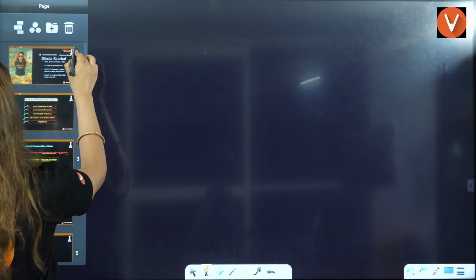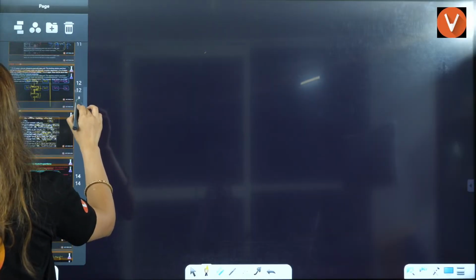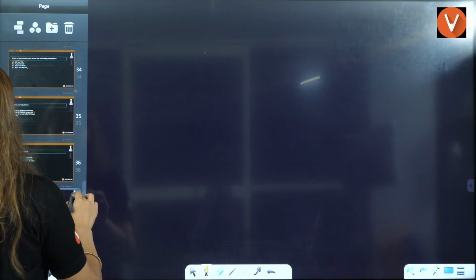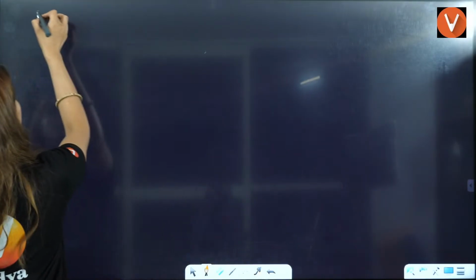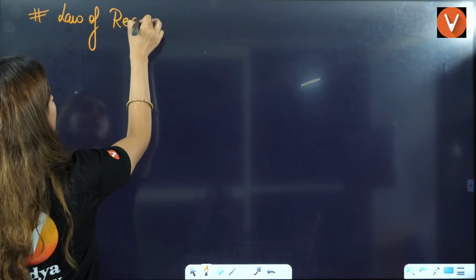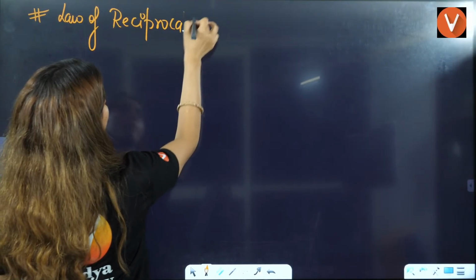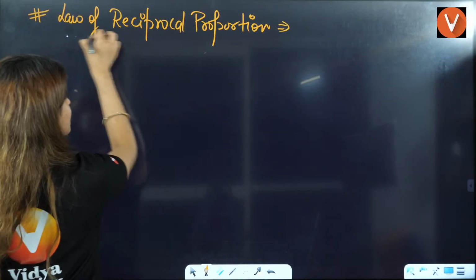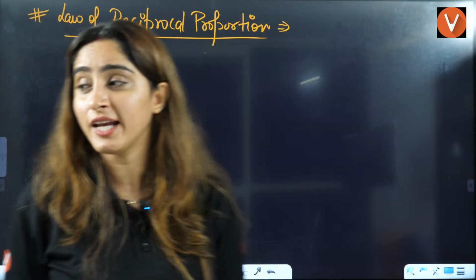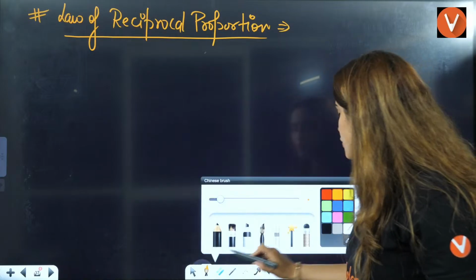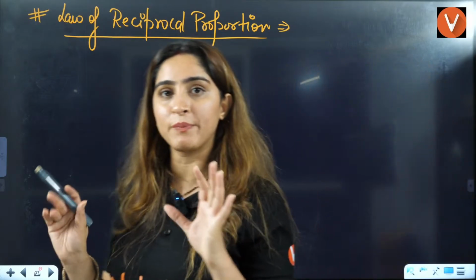Do I have a blank slide anywhere? We don't have. Oh, it's okay. Don't worry. We'll use this, right? That is law of reciprocal proportion. Now, if you just directly see the statement, you will get confused, right? You'll be like, ma'am, what is this law? I'm not able to understand this, right? So I'll give you one example, and from that example, we will understand, right?